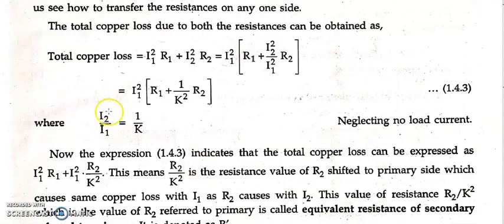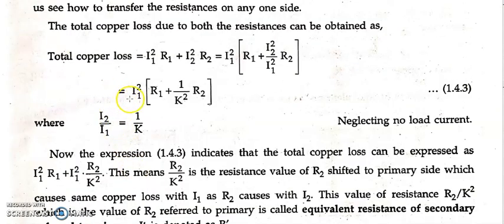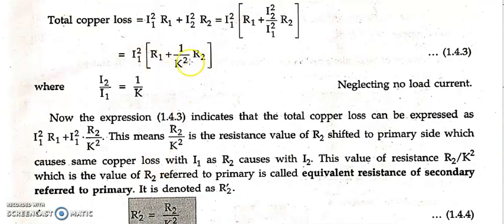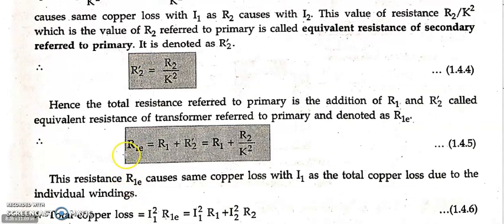And now what about here? Since we haven't considered any current over here, whatever is present in the bracket, that is R1 plus R2 dash, I'm going to call it the equivalent resistance R1E. That is the equivalent resistance referred to primary, denoted as R1E. That's what is written here, transformer referred to primary and denoted as R1E.